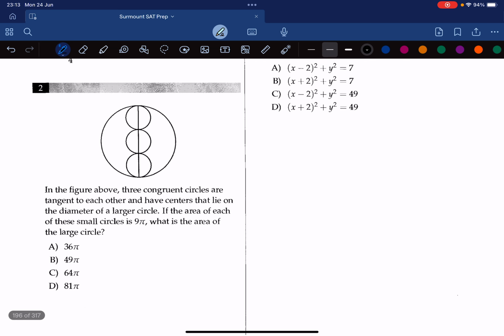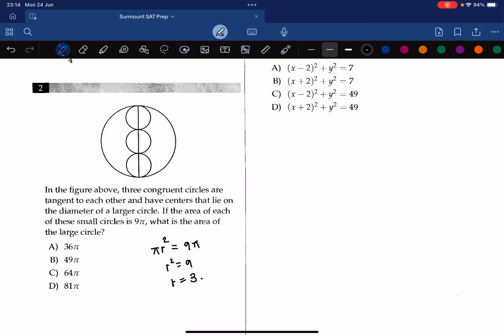Question 2. There are 3 congruent circles tangent to each other that lie on the diameter of a larger circle. If the area of each of these smaller circles is 9 pi, what is the area of the larger circle? First we need to find the radius of each of the smaller circles. We can do this by working in reverse. The formula for the area of a circle is pi r squared, and the area is equal to 9 pi.